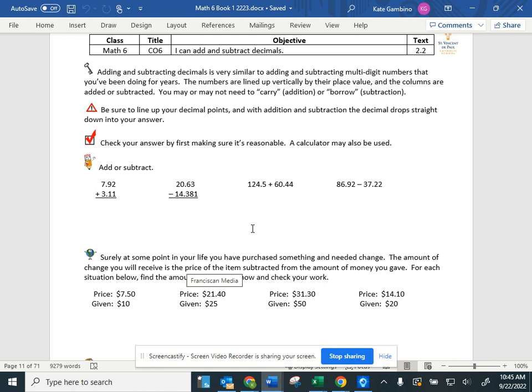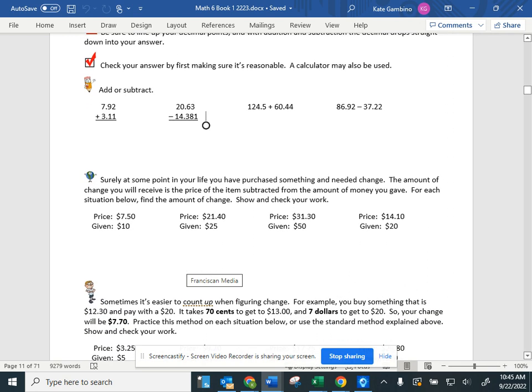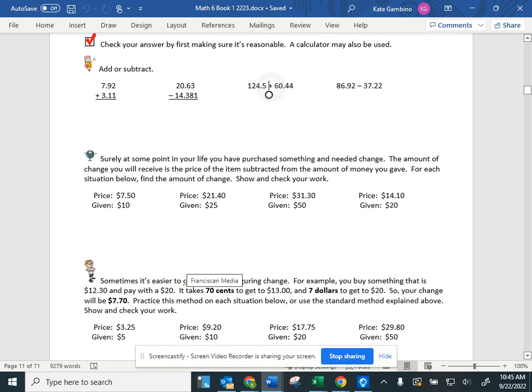So let's look at how we're going to add or subtract. The first two problems are pretty basic. We can do that. Then we get to our problem over here and we go, oh, wait a minute. I have to line them up. So I have to look at how am I going to rewrite this.